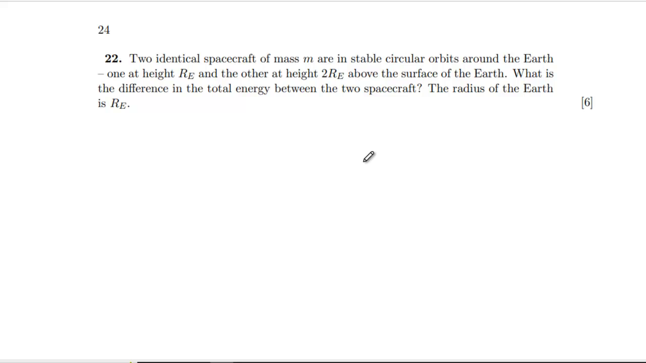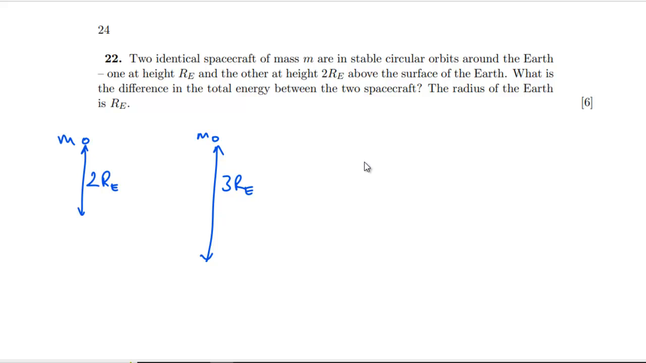Two identical spacecraft of mass m are in stable circular orbits around the Earth, one at height RE, the other at height 2RE. Assuming that's the radius of the Earth, yes, it's the radius of the Earth. What is the difference in the total energy of the two spacecraft? So we've got one at an orbit of 2RE, because it's got a height of RE above the radius of RE, and the other at 3RE, and they're both mass m.